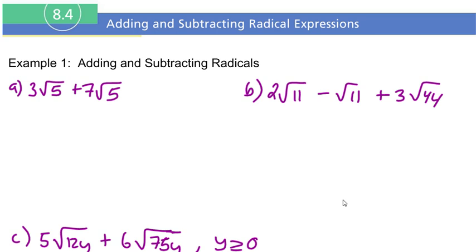Right, we're about to roll up now. Section 8.4. Okay, so now what we're going to do is switch roles a little, and we're going to start to add and subtract radicals.